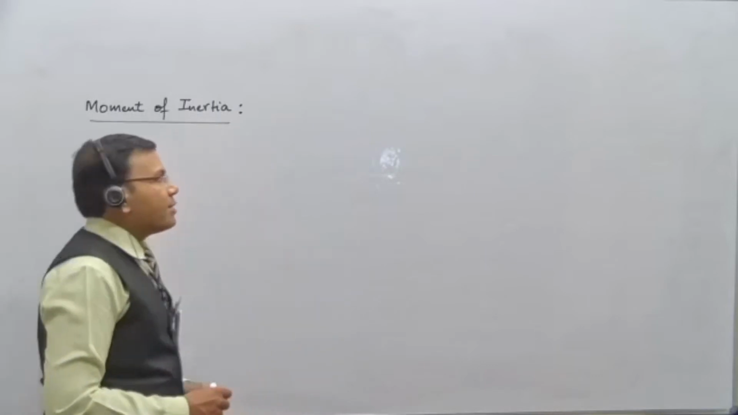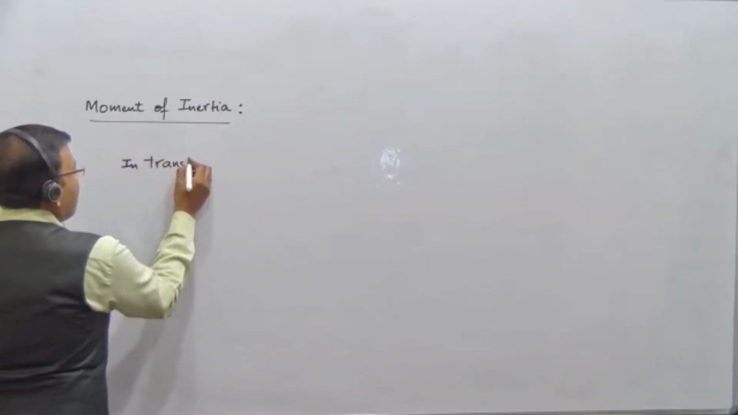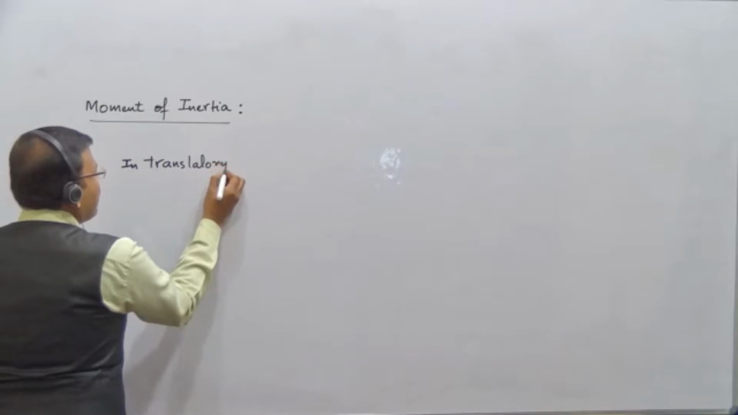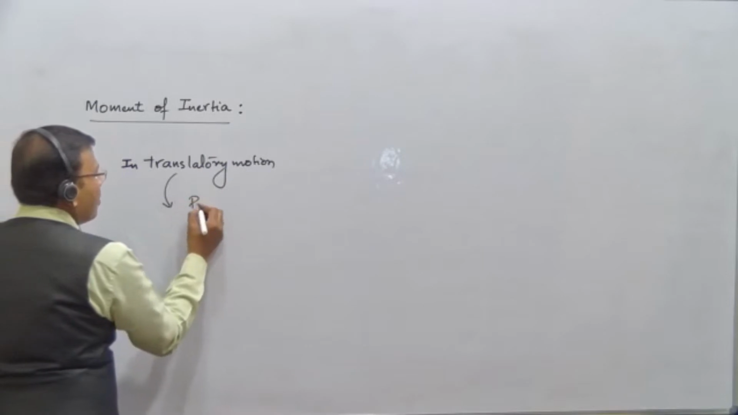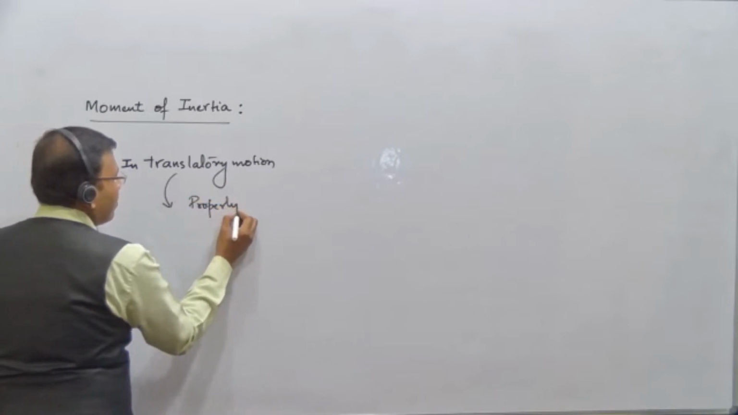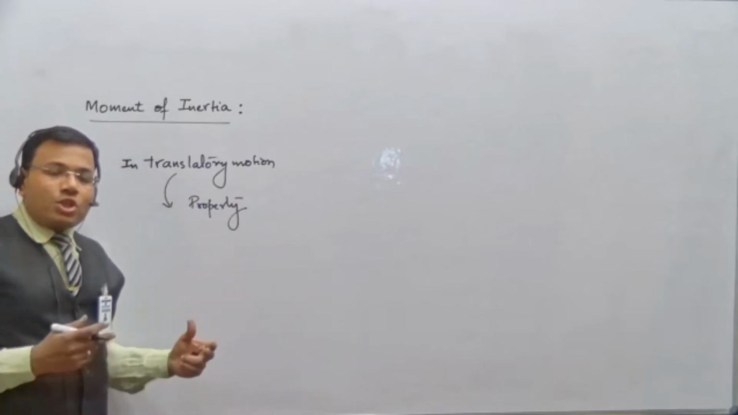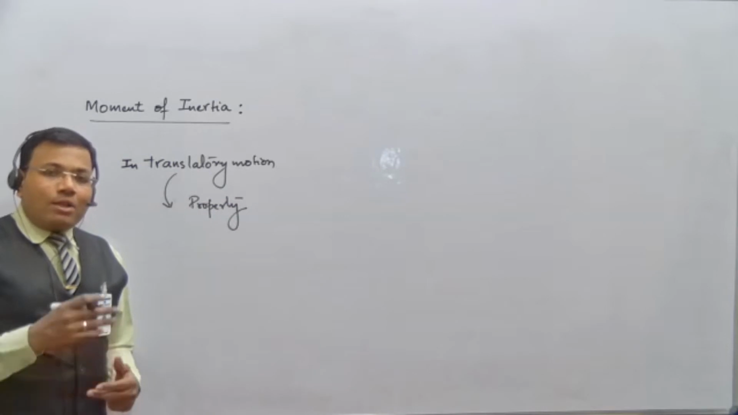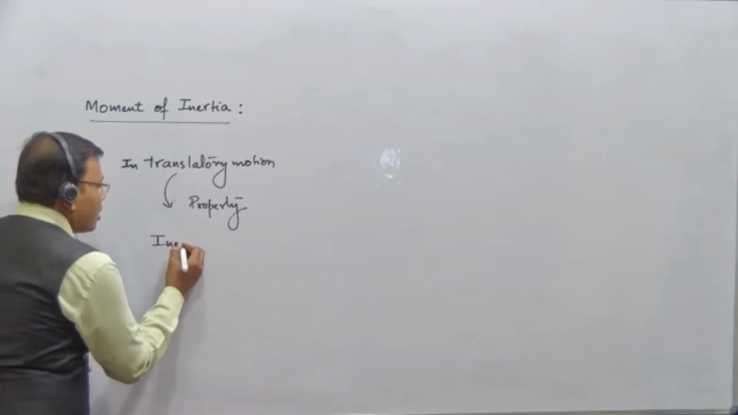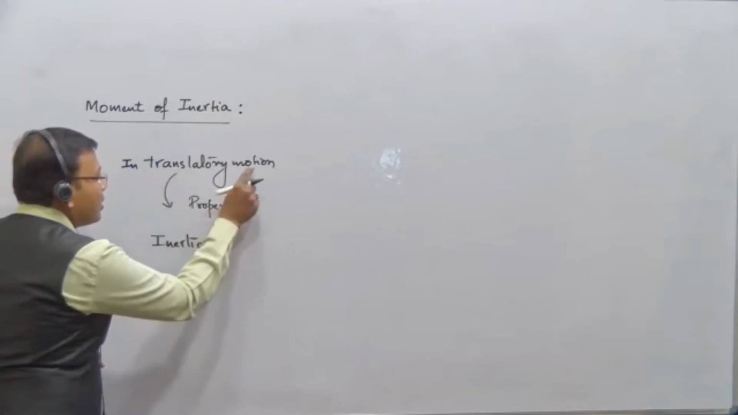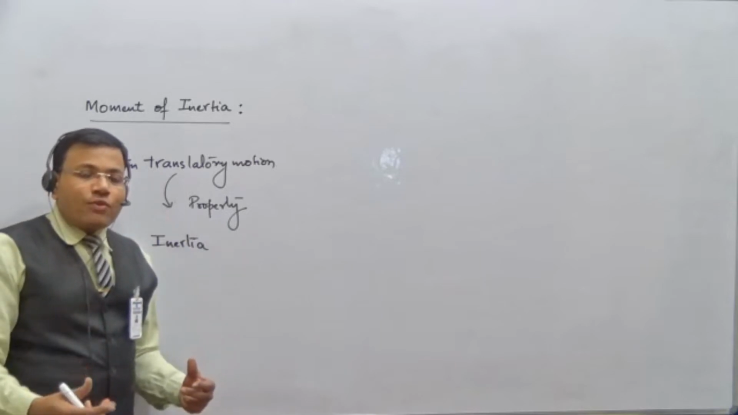In translatory motion, a property is there. This is a property of the body by virtue of which it opposes or resists the change of state, and that opposition to change of state we are calling inertia. Beta, watch carefully: in translatory motion there is a property that opposes the change of the state of rest and the state of motion.